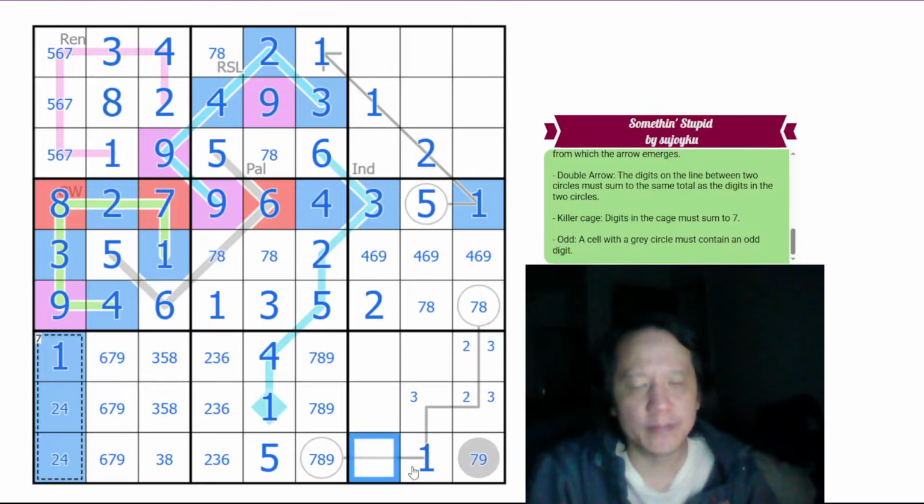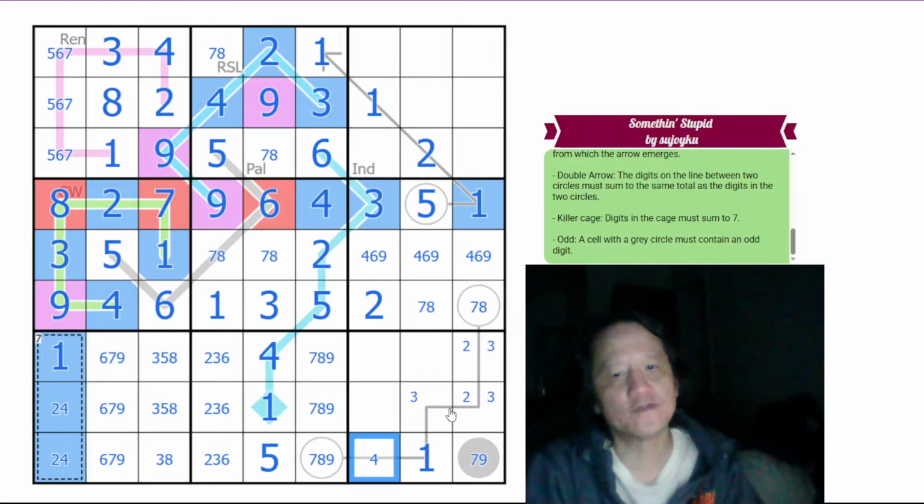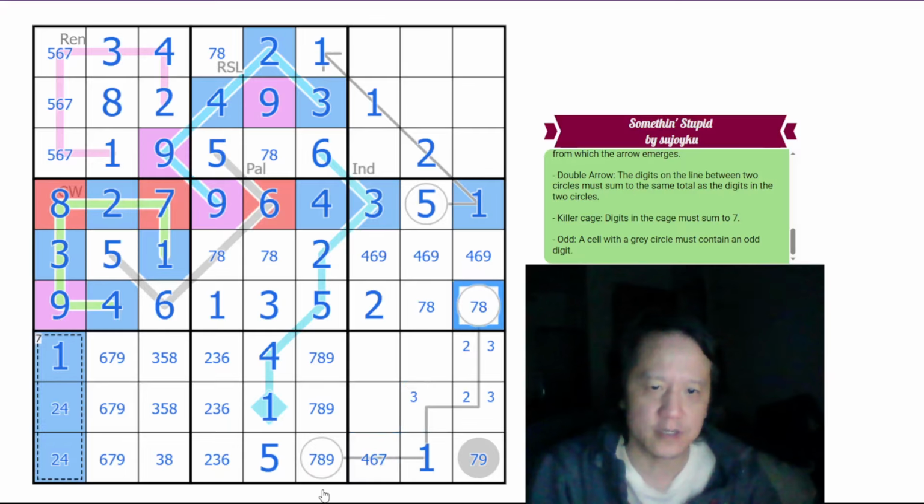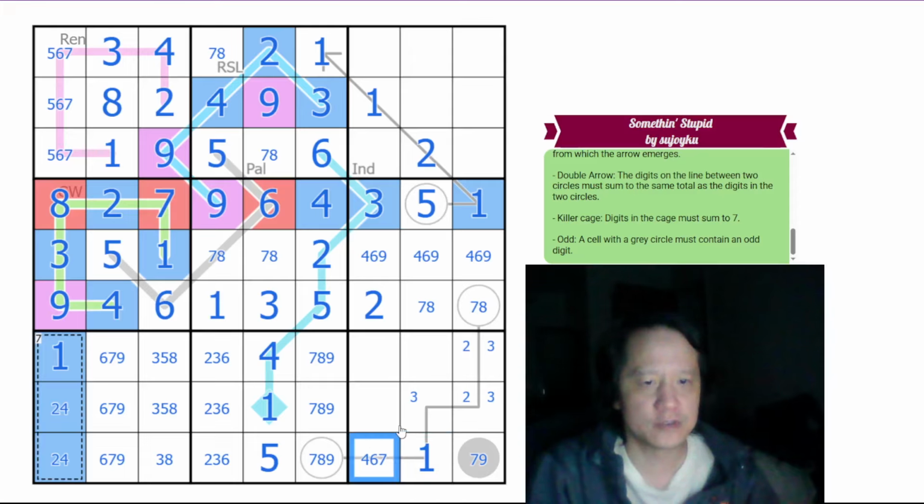This digit cannot be 1, 2, or 3. It's either 4, 6, 7, and those are the only possibilities. It cannot be 8 because 1, 2, 3, 4, 8 adds up to 18, and this can only add up to 17 here. So we have 4, 6, or 7 here.